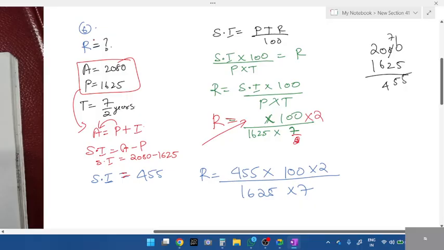So the rate question is done. Only the principal question is pending. We'll solve one principal question. Eight percent. Okay, let me check. Eight.